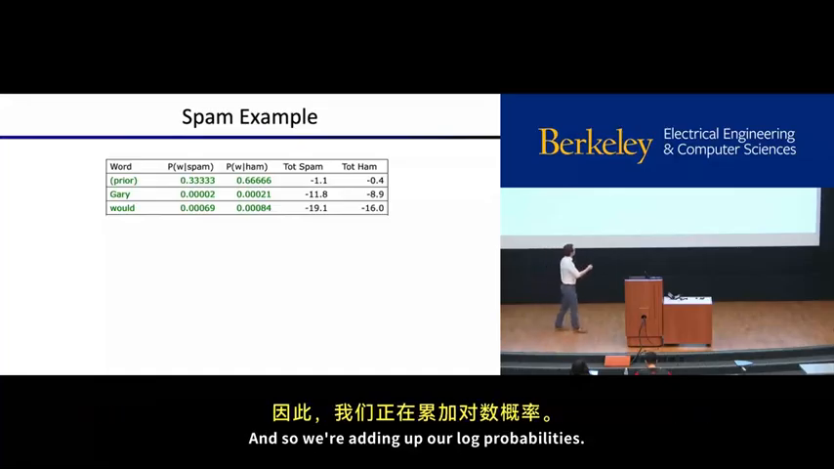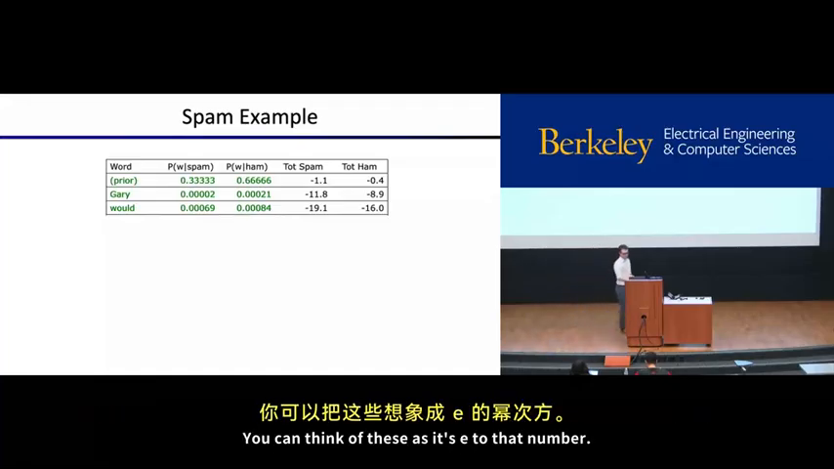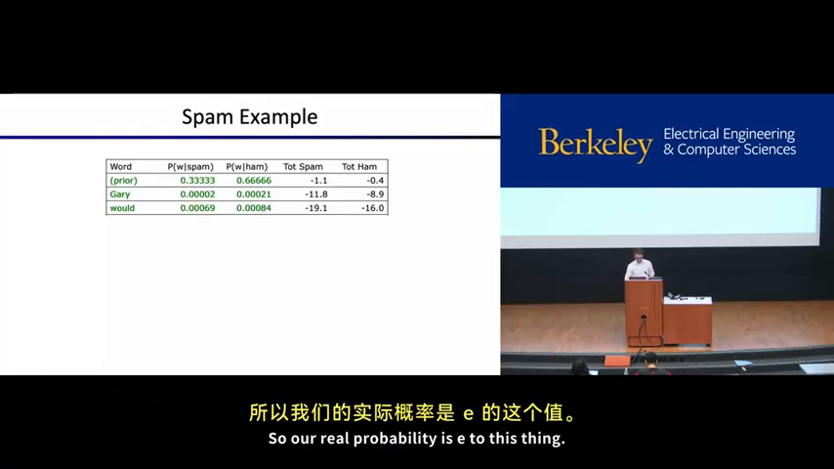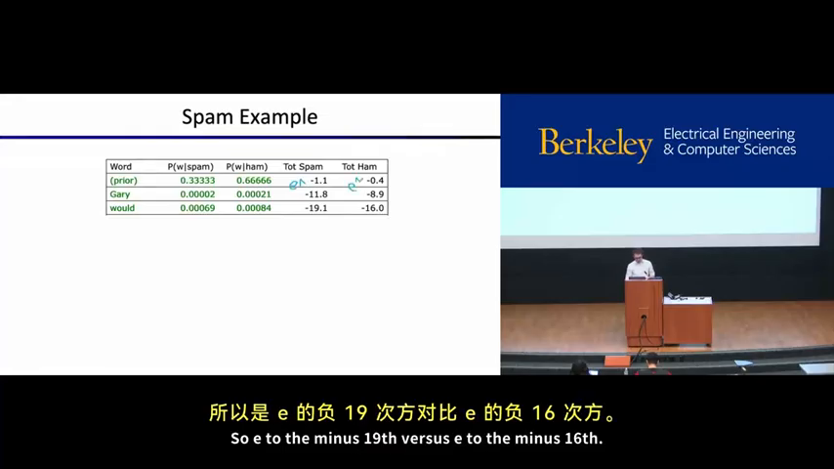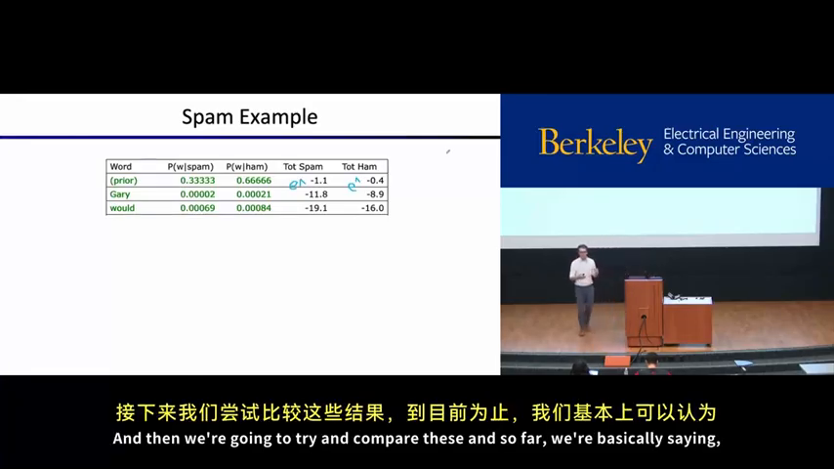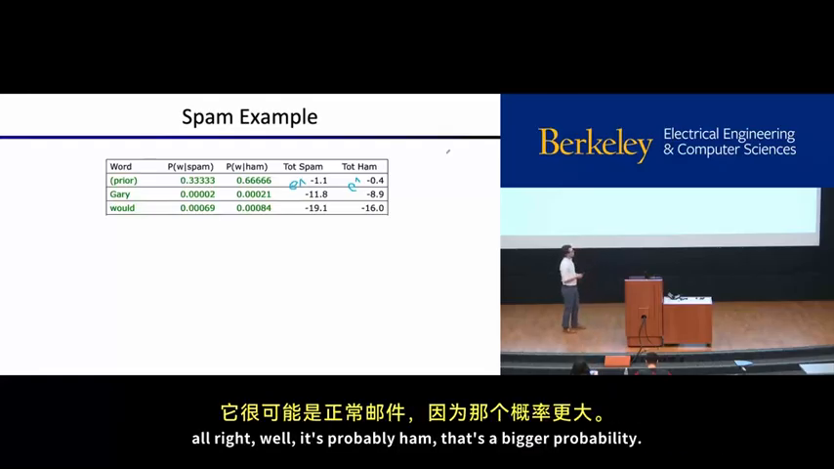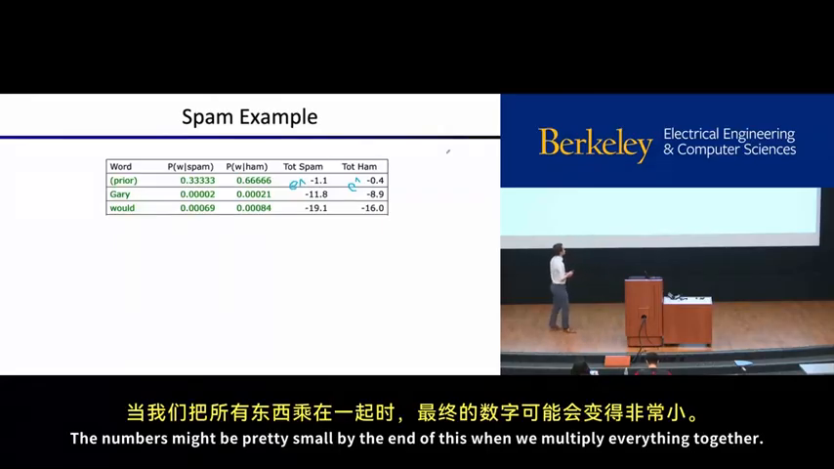And so we're adding up our log probabilities. You can think of these as e to that number, so our real probability is e to this thing. So e to the minus 19th versus e to the minus 16th. And then we're going to try and compare these. And so far we're basically saying, all right, well, it's probably ham. That's a bigger probability. The numbers might be pretty small by the end of this when we multiply everything together.